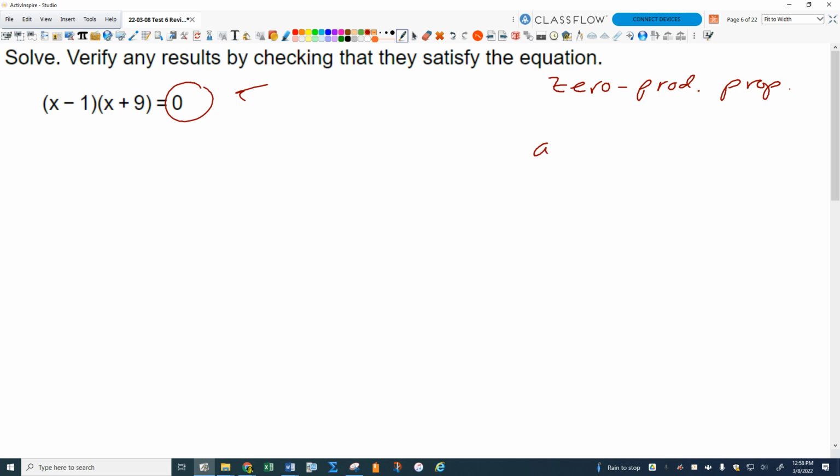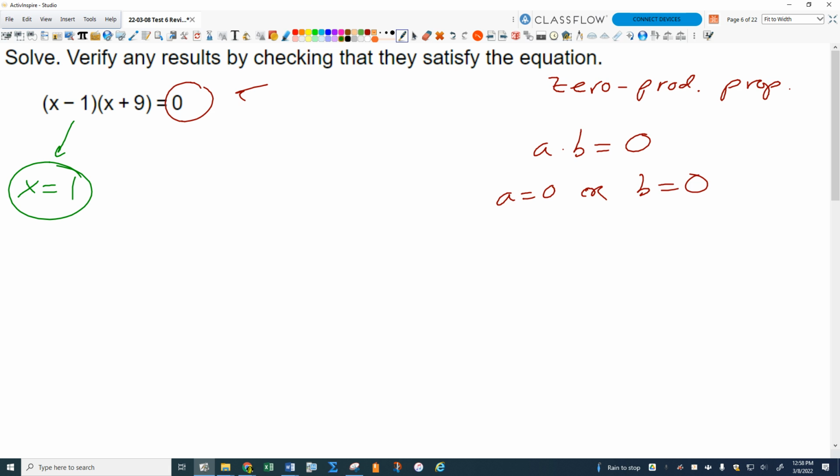Zero product property just says that if I have A times B is equal to 0, what's that tell me? Yeah, either A equals 0 or B equals 0, right? So if I have a product of factors equal to 0, then all I have to do is just find the values of x that make each factor 0. In other words, we're finding the zeros of the factors. So what's the value of x that's going to make the first factor 0? 1. So there's one solution, x equals 1.